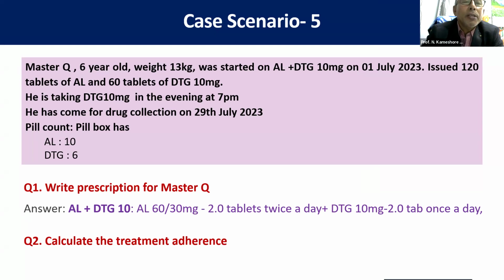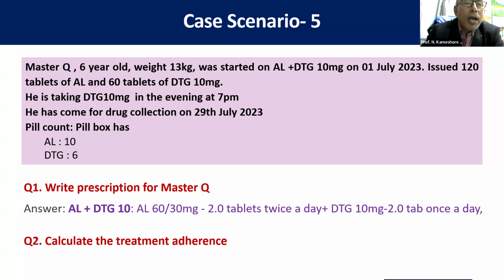He is taking DTG 10 milligram in the evening at 7 p.m. He has come for drug collection on 29 July 2023, that is after 28 days. So let us see how is the pill count in the box. AL is remaining 10 tablets and DTG 6 tablets.